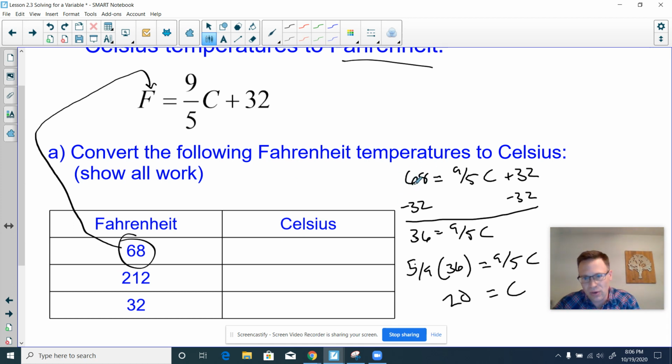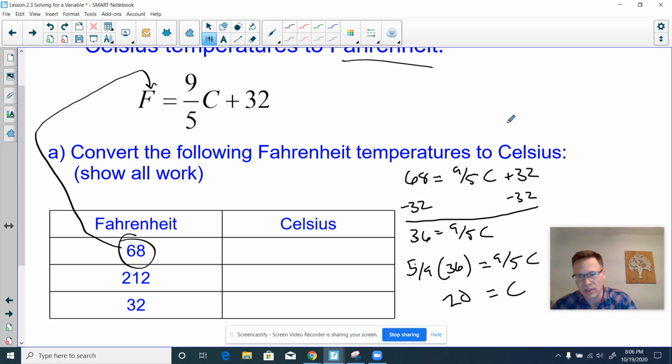So 68 is in for F, and that's equal to the 9/5 C plus 32. So you can see me then solving for C. So I'm subtracting 32 from both sides. 68 minus 32 is 36. And then that's equal to the 9/5 C.